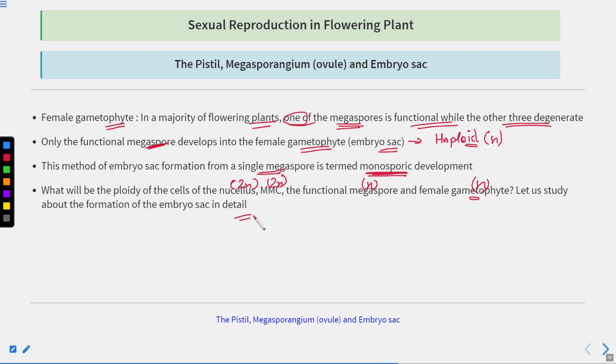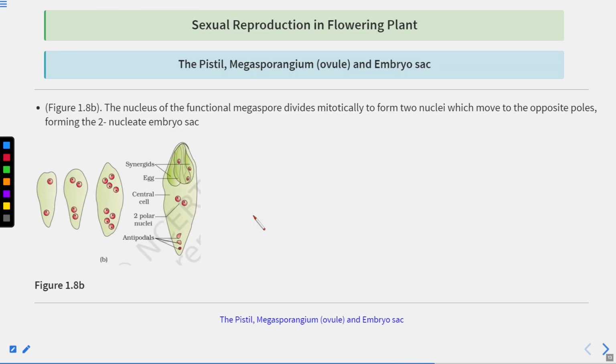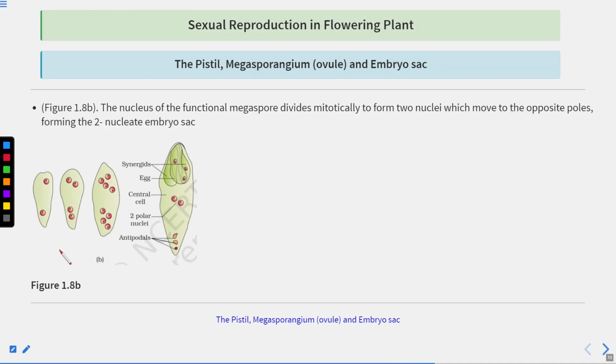Now let us study the formation of the embryo sac in detail. Now this is the figure. This figure is showing you that the nucleus of the functional megaspore divides mitotically to form two nuclei which move to the opposite poles forming a two nucleate embryo sac. This is an image showing you the formation of the embryo sac.